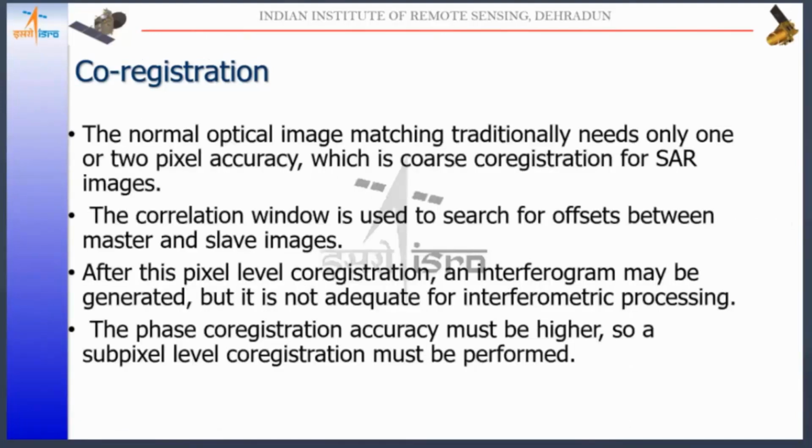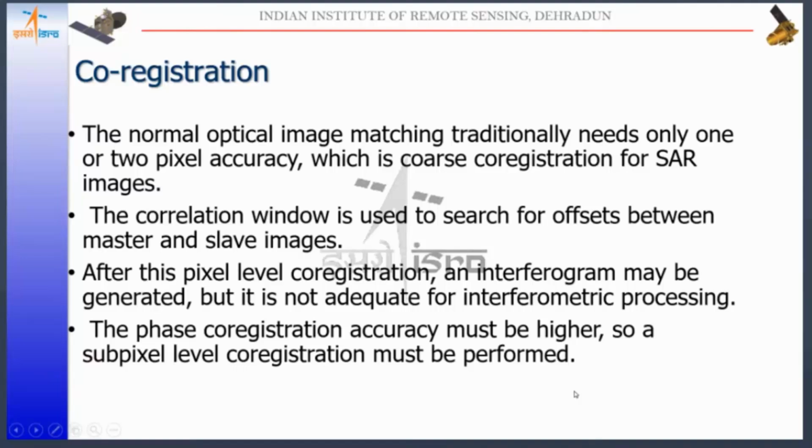The normal optical image matching traditionally needs only 1 or 2 pixel accuracy, which is called coarse registration. For SAR images, a correlation window is used to search for offsets between the master and the slave image. Basically, co-registration is applied using cross correlation. After this pixel level co-registration, an interferogram may be generated, but it is not adequate for the interferometric process. The phase co-registration accuracy must be higher, so a sub-pixel level co-registration must be performed.